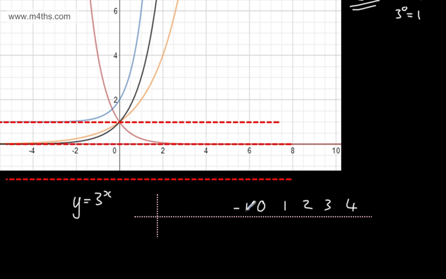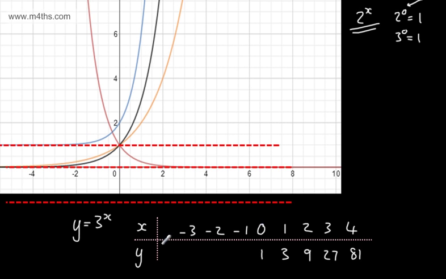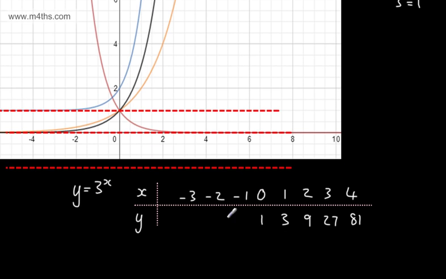We will even look at some negative numbers. These are quite interesting, and I appreciate that this is quite hard, but we'll give it a go. So this is going to be my x and my y. So 3 to the power of 0 is 1. 3 to the power of 1 is 3. 3 to the power of 2 is 9. 3 to the power of 3 is 27. 3 to the power of 4 is 81. We can see that this is going to get very big very quickly. The larger this number, the steeper this curve is going to be.